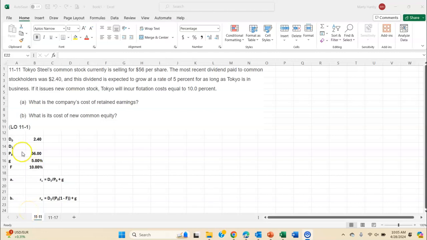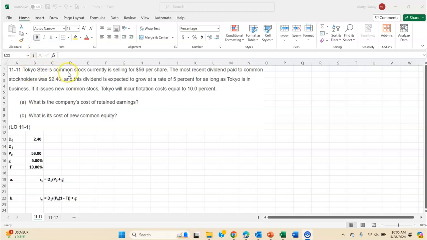Okay, this is problem 11-11. We're going to calculate retained earnings and then cost of new common equity. The difference between the two is that new common equity involves the issuance of new stock, so we have to incorporate flotation costs.